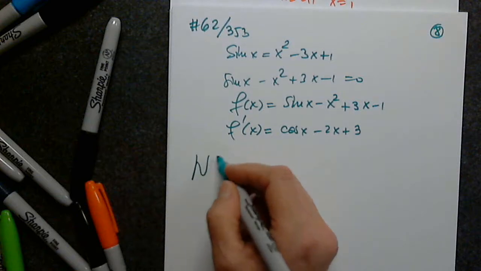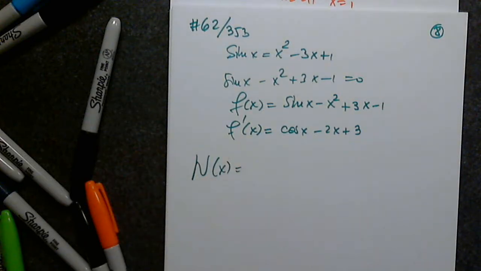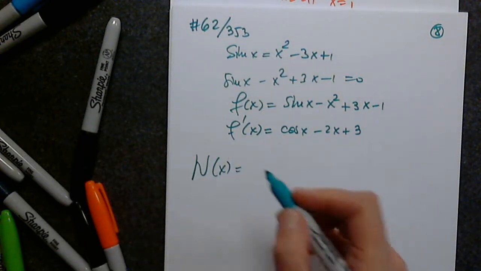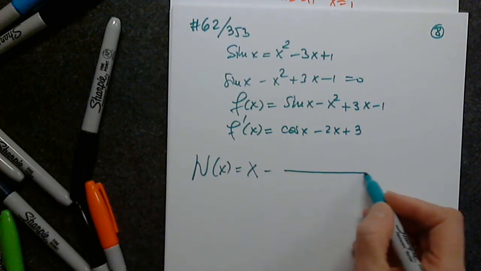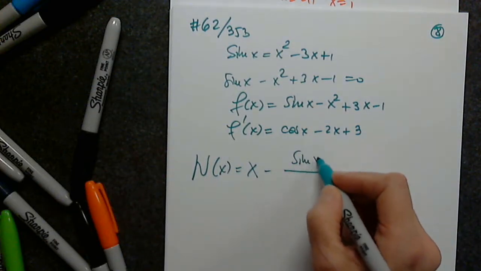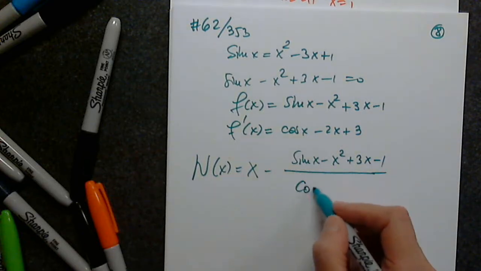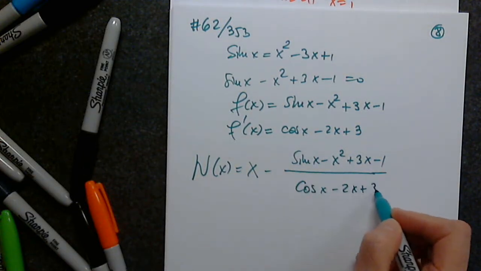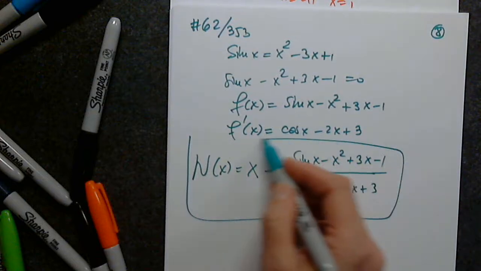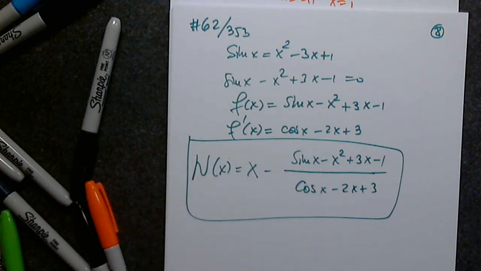And I know the Newton's method, I like to call it n of x. It doesn't matter. Call it the way you like. It's x minus the function, sine x minus x squared plus 3x minus 1, over the derivative, which is cosine x minus 2x plus 3. This is what I have to punch in the graphing calculator, but not before I determine what?